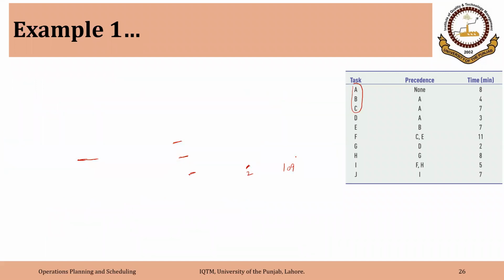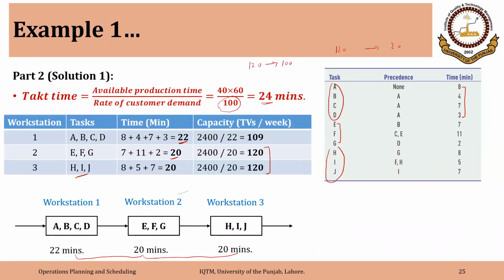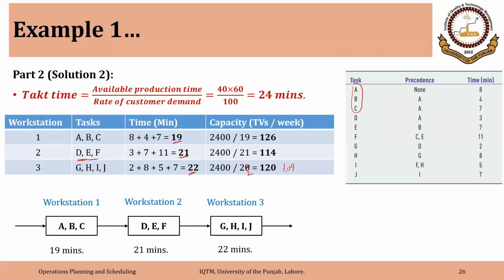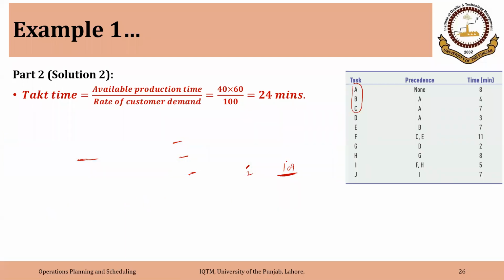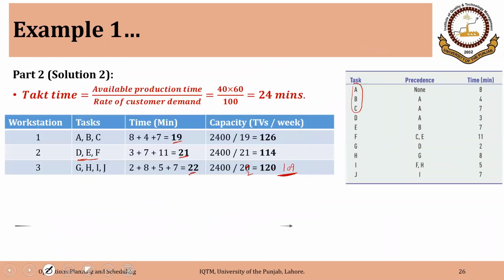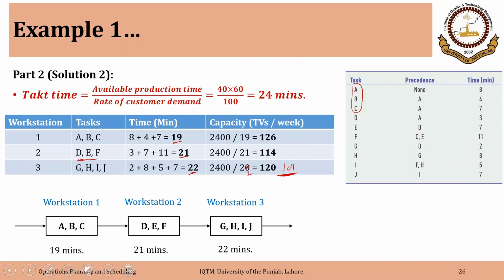So in this case, the maximum output in part 2 solution 1, I think this is correct. But here the correction is to be made. This time will be 22, so the output will be 109. So output has slightly reduced. This is the bottleneck with 109. In the previous solution, the output was 120. Of course, you could think of some other possibility, some other combination as well. Because the demand has reduced, the takt time has increased, and the number of workstations has also reduced.